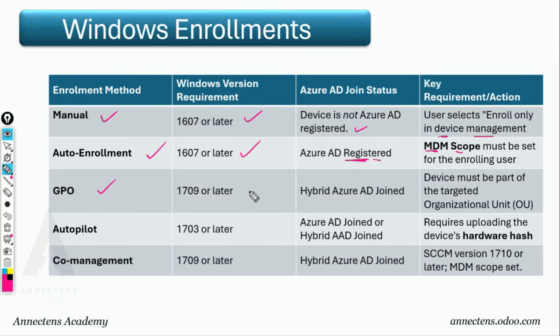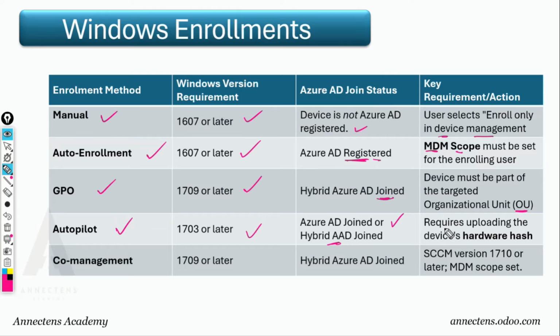GPO, if you are setting up through the GPO, we require 1709, and we require these machines to be hybrid AD joined. We require machines to be sitting in the right OU. If a machine is not part of that OU where group policy is applied, then it will not work. Then Autopilot, where we require a machine that is 1703 or later. Of course, we are touching up to 2503 and the latest version.